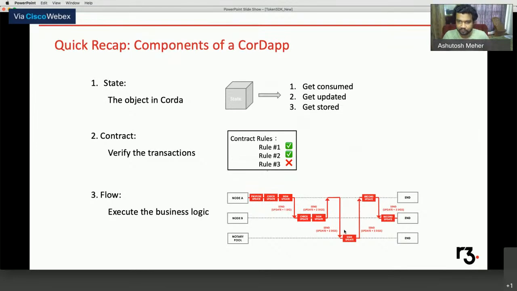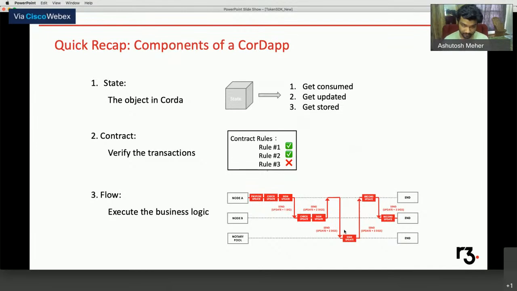Before we start, for the sake of people who have joined us for the very first time and are quite new to Corda, I won't take a lot of time, but maybe 5 minutes to give a brief on what is Corda, so that you understand when I talk about certain different components of Corda with respect to the token SDK. So let's do a quick recap, just a 5 minute one.